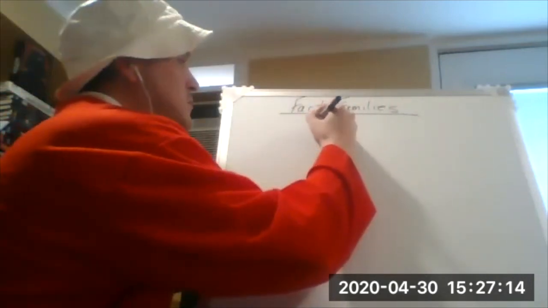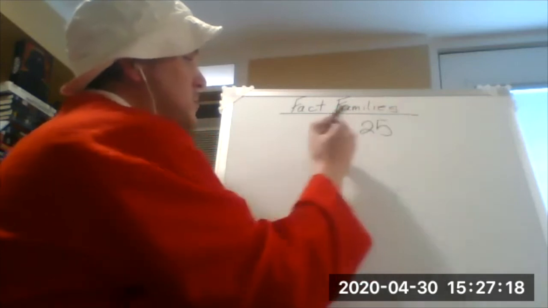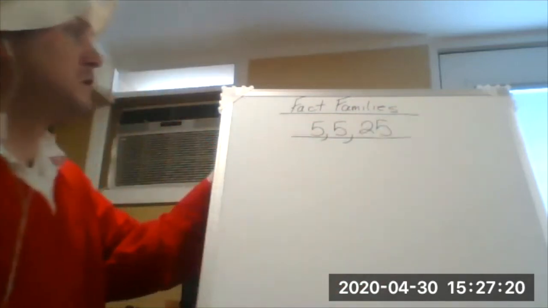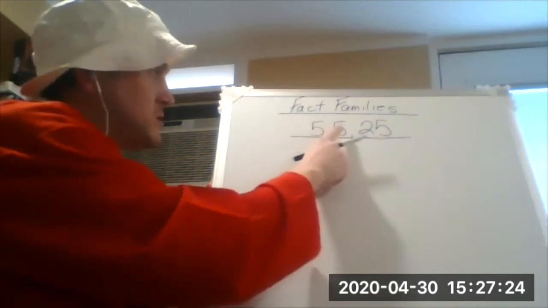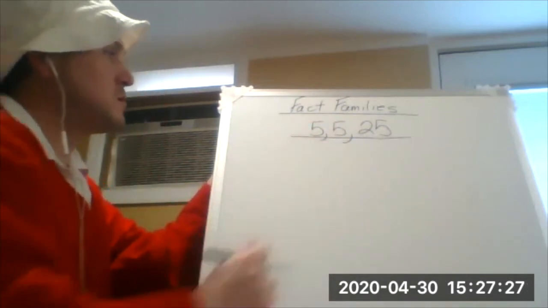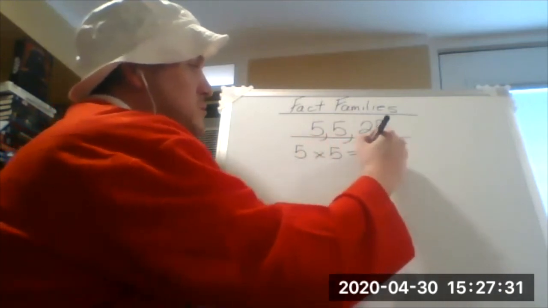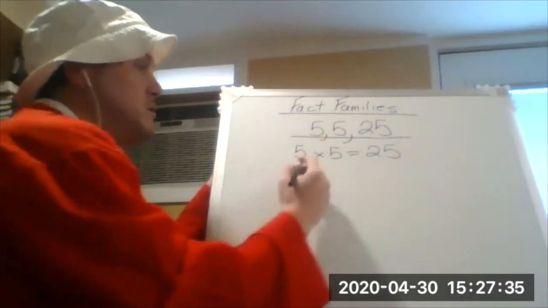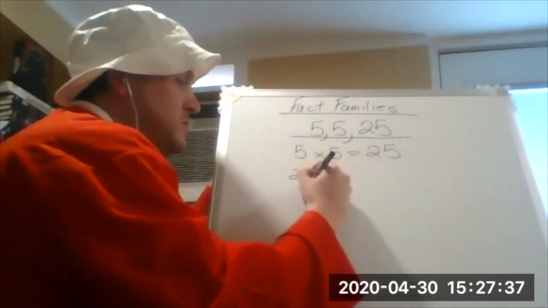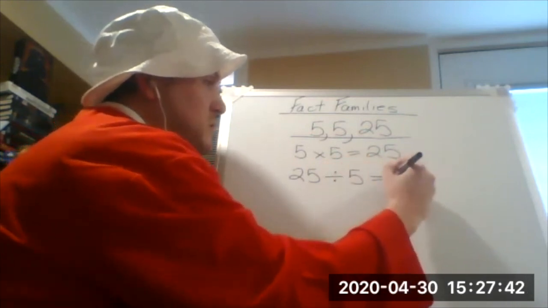They might give you 5, 5, and 25. Notice we have doubles here. So when you notice you have doubles, you can write 5 times 5 equals 25. You do not need to write it again. You can go right to your division equation. 25 divided by 5 gives me 5.